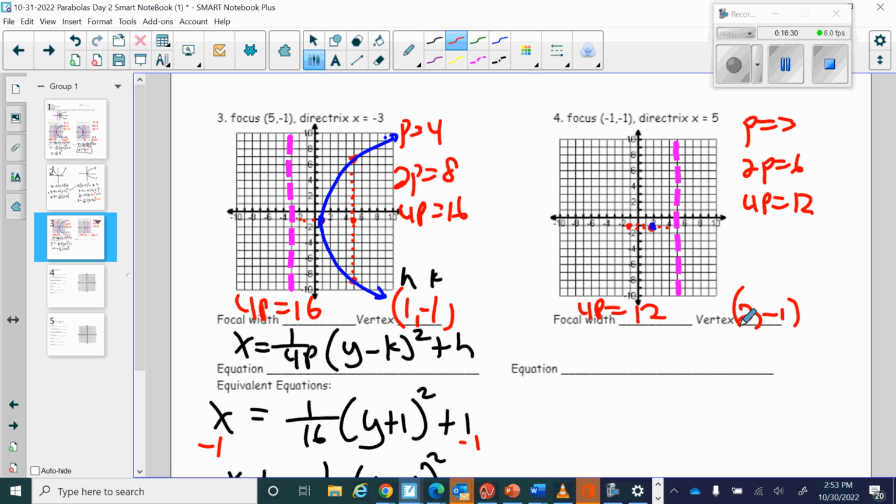And this, I have my 2p in the graph. That's 6 units above the focus. 2p. 1, 2, 3, 4, 5, 6. 1, 2, 3, 4, 5, 6. All right, and so let's graph this now.